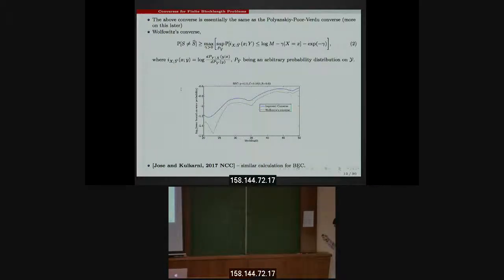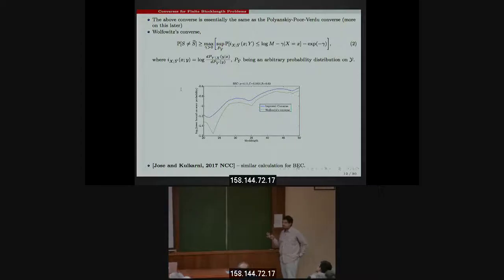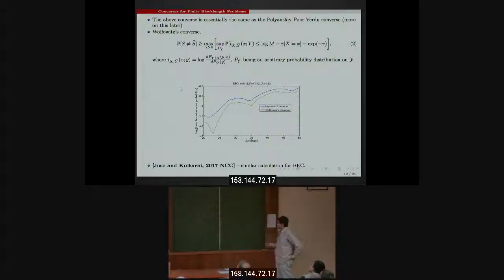Now, the converse that I just showed, we later realized, is essentially the same as the Polyanskiy-Verdú converse. Essentially the same. I'll tell you what the main differences are. It is essentially the same as that, and it also improves on the Wolfowitz converse. You can look at our NCC paper in 2007 for a similar calculation for the binary erasure channel.